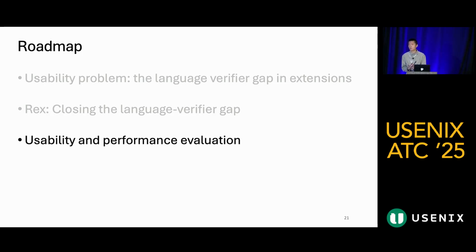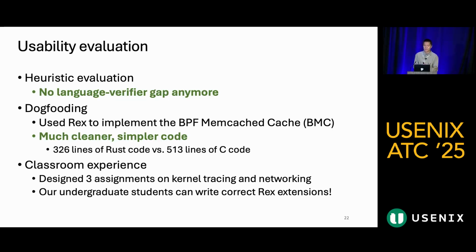So now let's move to the evaluation. We evaluate Rex first on its usability, and apparently there's no verifier and no language-verifier gap anymore. We used Rex to implement the BPF memcached cache, or BMC, from NSDI 2021, which is a fairly complex BPF program that implements a kernel-level cache for memcached. And we found that Rex can actually allow us to write cleaner and simpler code.